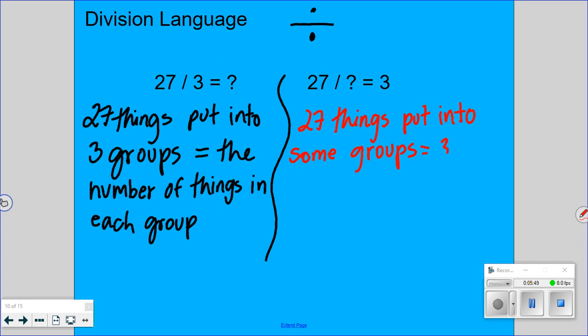Good. 3 things in each group. So if I have 27 things put into a mystery number of groups, it's going to be worth the same amount as if I had 3 in each group.